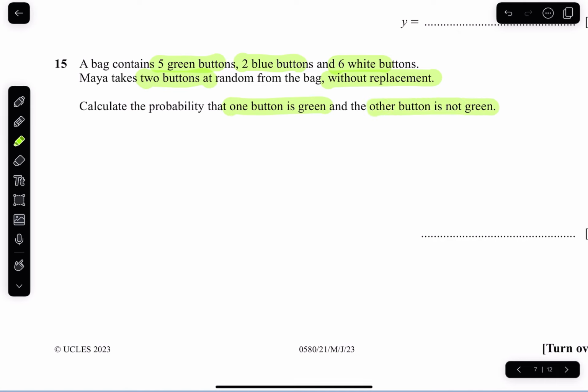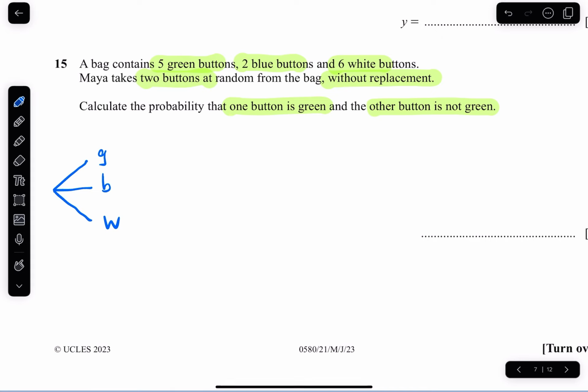Okay, for this particular question, it will be good that we draw a diagram. So let's try to draw a diagram. First, we have 3 possibilities for the first button to be drawn. So it will be green, blue, or white.